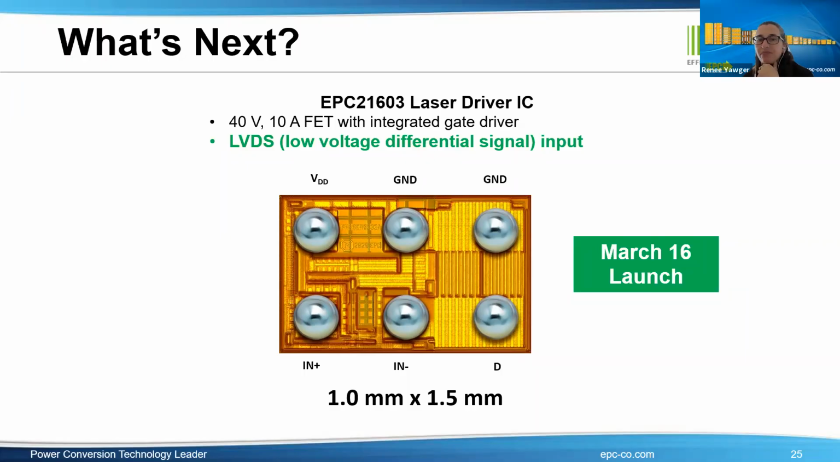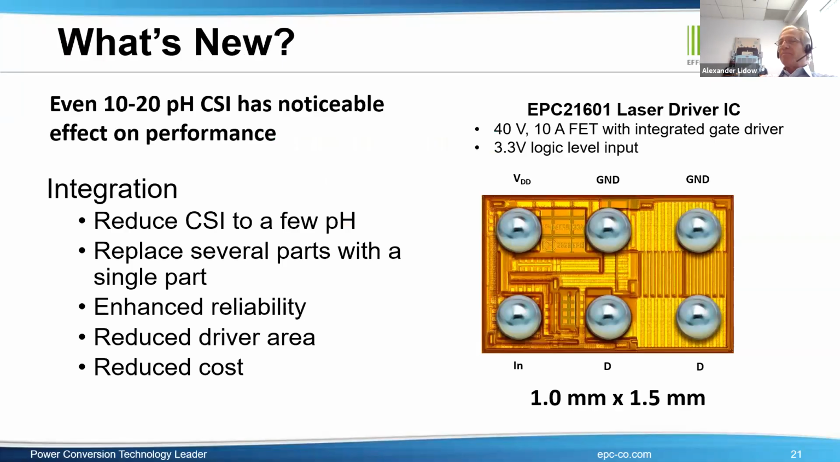Someone's asking about the 21603 data sheets. Well, they're not finalized yet, but as soon as they are, we can get those out to you. And I would like to point out that the 601 is on the shelf at DigiKey if you want to buy it today.